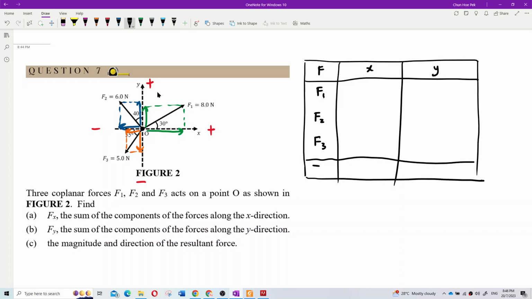Because I don't have a calculator with me here. I have a calculator, but it's all thrown, all destroyed already by my kids. They throw things here and there. So rosak lah.